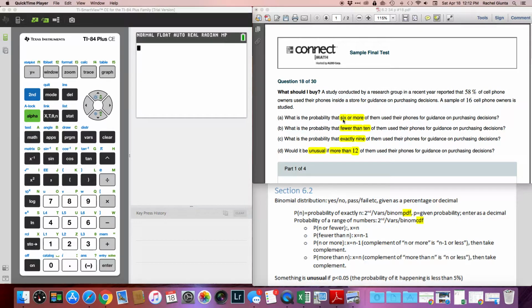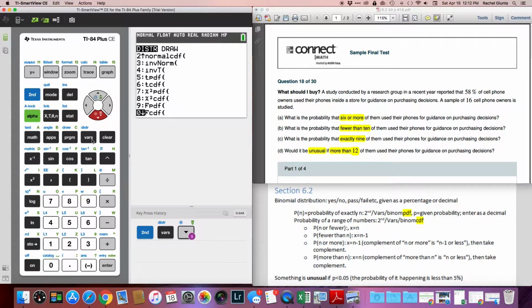Okay, so for the first one, keyword here is 6 or more. So if we go down to or more, all 4 of these bullets are ones where you use second var's binomial CDF. So second var's and then down to binomial CDF here. So trials, like we said, is 16, and P is 58 divided by 100, or 0.58. For the X value, since it's 6 or more, and the or more bullet tells us to subtract 1 from the given number, then our X value here is going to be 5.